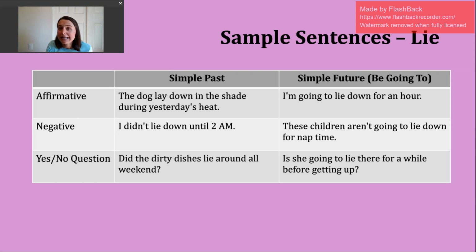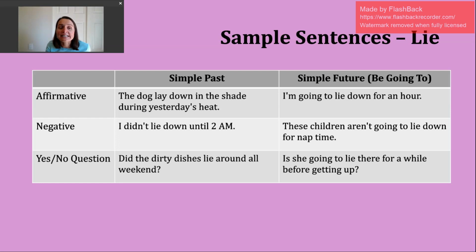If you want to make a yes or no question in the simple past tense, you should start with did, then place your subject, and then the base verb. An example of that would be, did the dirty dishes lie around all weekend? So these dishes were not in their correct spot. That correct spot might be the dishwasher.